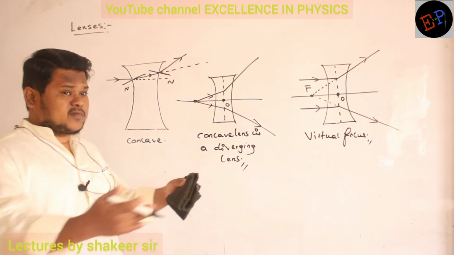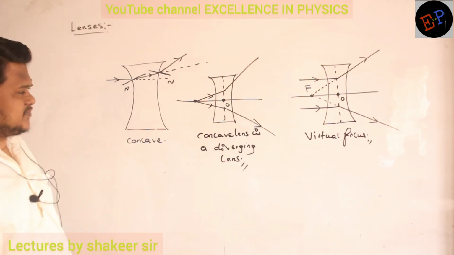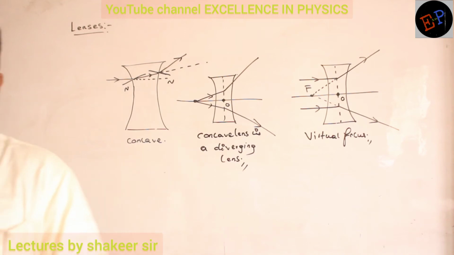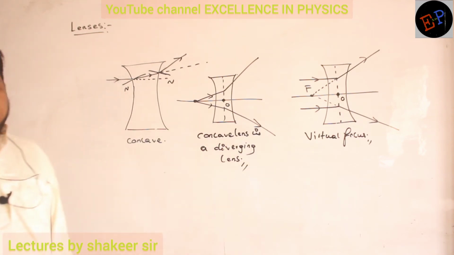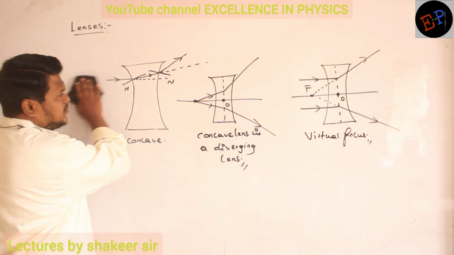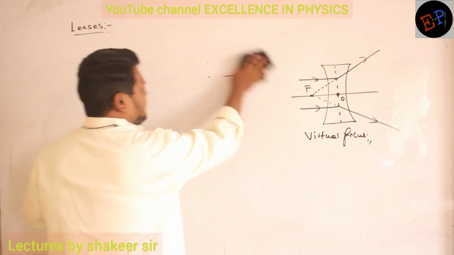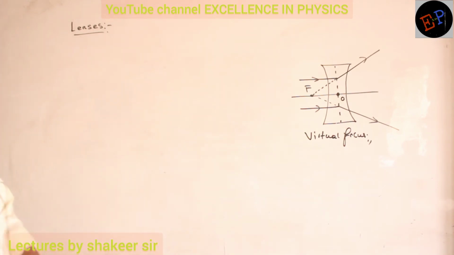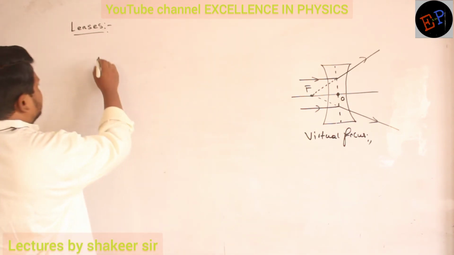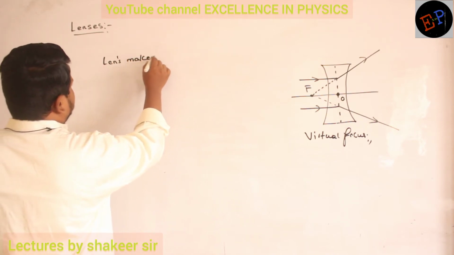Convex lens is a converging lens. Concave lens is a diverging lens. Fine? That's it. So these are the lens properties up to NEET level. Fine? Completed. Then we study a formula which is called lens maker's formula.